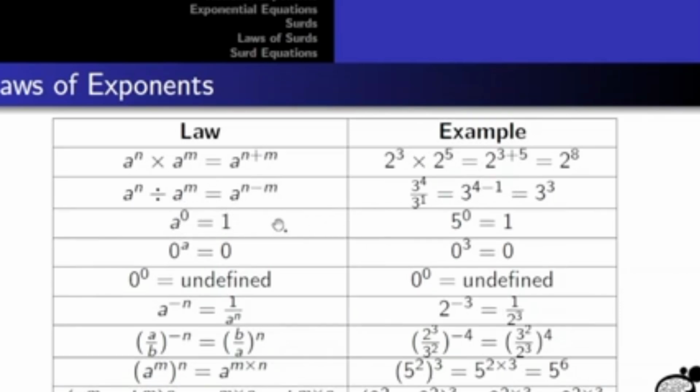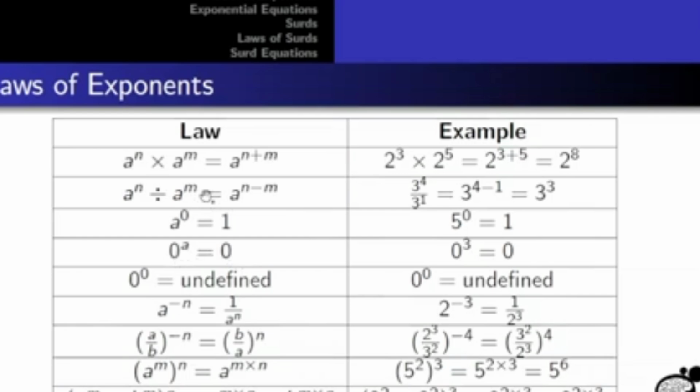The third law is the law of the power 0. Any number having a power that is 0, the answer is 1. You can take 100 to the power 0, it will give you 1. 5 to the power 0 is 1.